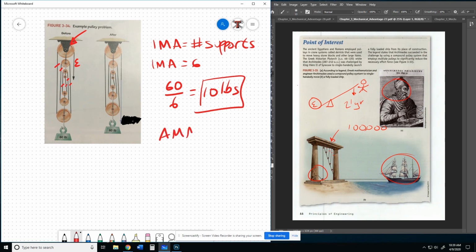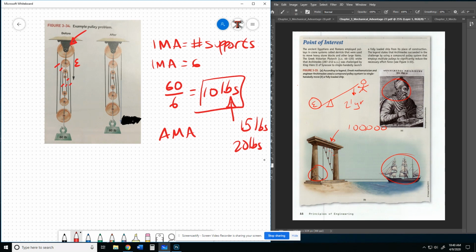So AMA is going to be different. AMA is going to be measured in a couple of different ways. The load is 60 pounds, and according to this, it feels like 10 once you pull on it. Well, what if in real life, when you take into consideration the friction of the pulleys and everything else, it's going to feel more like 15 or 20 pounds?